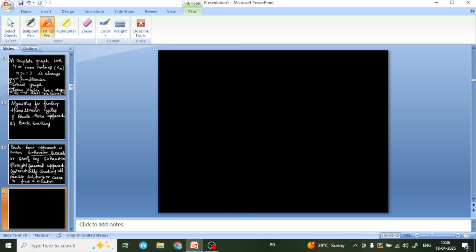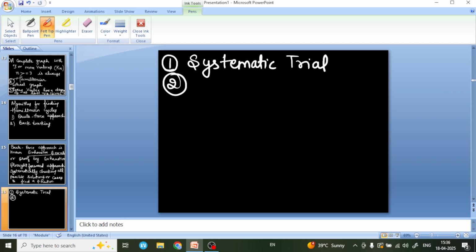You can say in brute force approach we study how to try every possible solution until we get the correct answer. That is known as systematic trial. Second, in brute force approach, we do exhaustive search. Means we do linear search through the entire solution space without any optimization or shortcuts. That is known as exhaustive search.